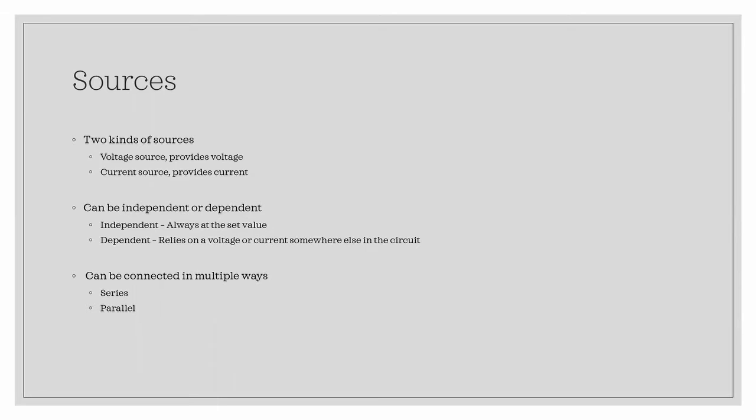Dependent sources, however, adjust their values based on some input. Usually this is an input voltage or an input current. More on that in a bit. First, we're going to cover the differences between real and ideal sources.